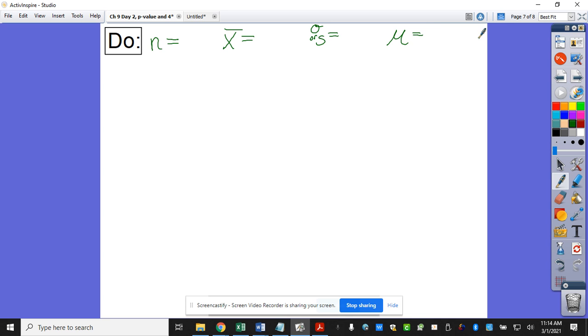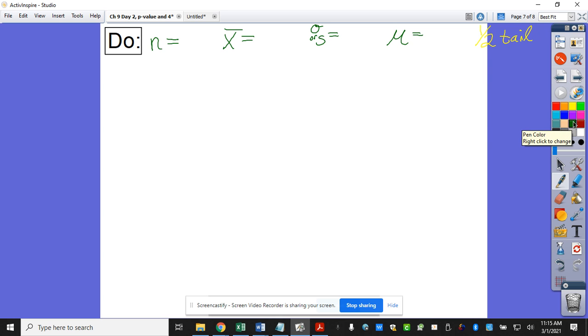And then you're also going to have, it's either going to be one or two tail, which is where we started with today. When did we shade two tails? If the problem is what? Not equal to. If it's less than, it's one tail. If it's greater than, it's one tail. That part we deal with in a little bit.